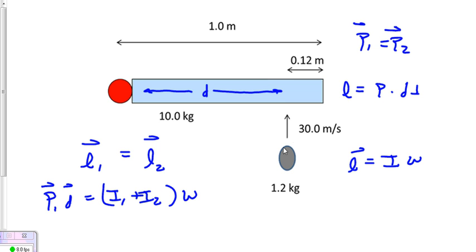Now if this putty happens to bounce off, then you have an elastic collision, and that does involve a different set of equations. So we'll keep it simple today and make it an inelastic collision where it actually sticks to it.